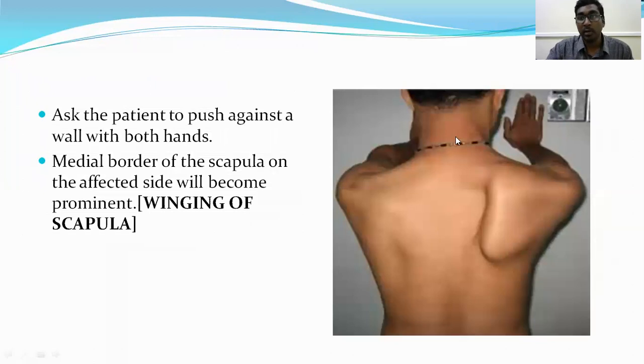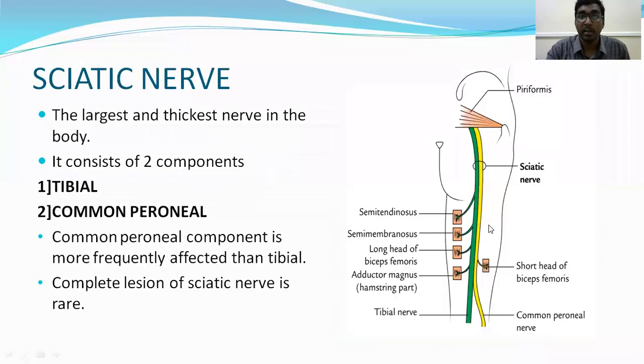You all know well about winging of the scapula because you read it in the first unit. If the serratus anterior muscle is paralyzed, you have to ask the patient to perform a pushing action against the wall and observe the movement. In the absence of serratus anterior or with weakness, the scapula rotates outwards like this. So the medial border of the scapula will be prominent. This is called winging of scapula.